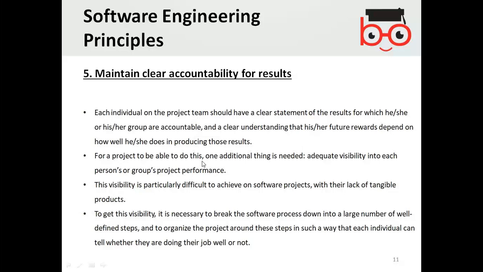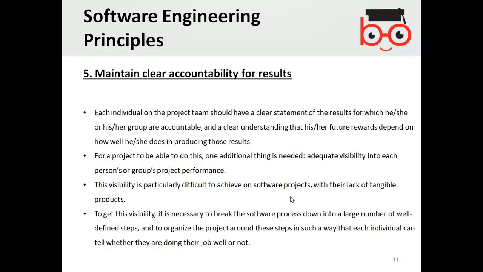For a project to be able to do this, one additional thing is needed, which is adequate visibility into each person's, group's or project's performance. Whatever the activity being carried out, it should be very clear who is doing it and what they are implementing, and there should be no unclarity about who was responsible for that particular segment of the project. The visibility is particularly difficult to achieve on a software project with its lack of tangible products, because the products change over time, the phases change over time.